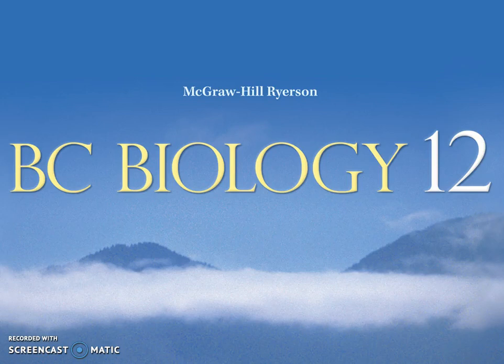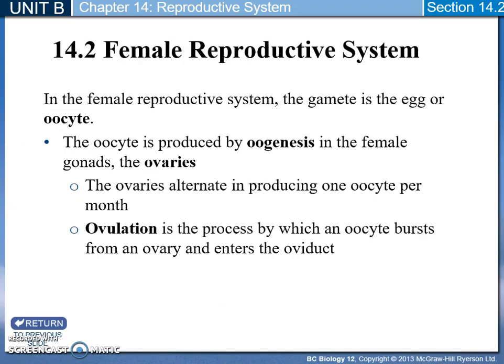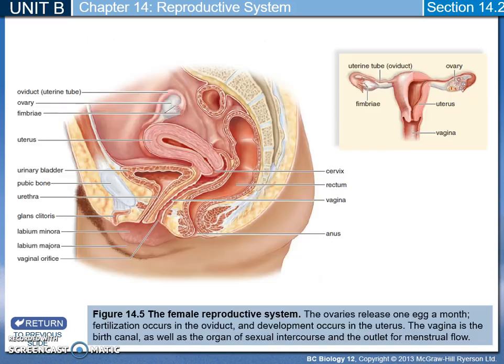This video is going to cover section 14.2, which is on the female reproductive system. In the female reproductive system, the gamete is the egg, also known as the oocyte. The oocyte is produced by oogenesis in the female gonads, which are the ovaries. The ovaries alternate. There are two, one on each side, and they alternate in producing one oocyte per month. Ovulation is the process by which an oocyte bursts from an ovary and enters the oviduct.